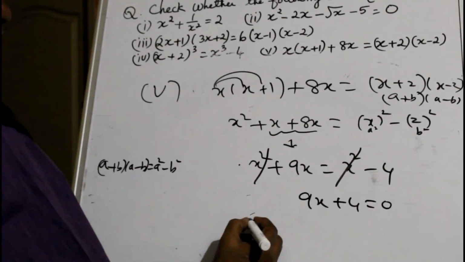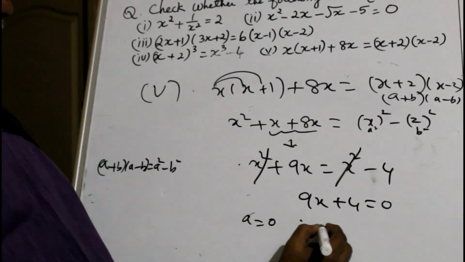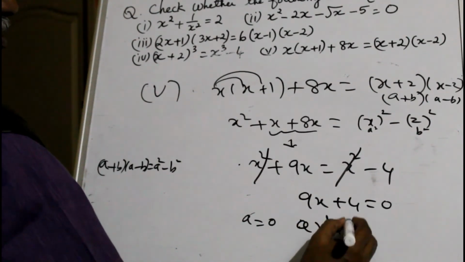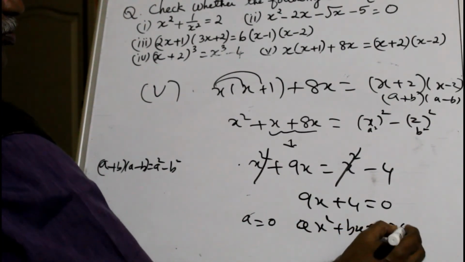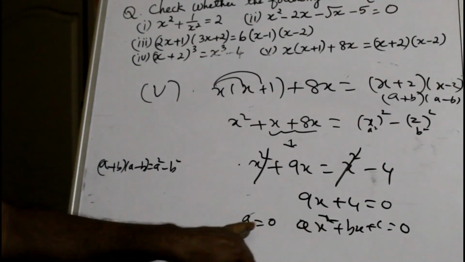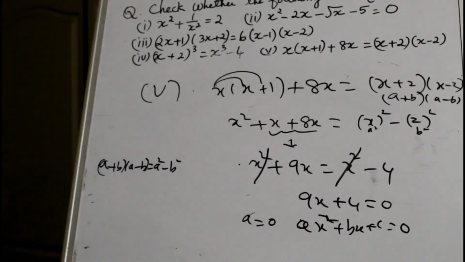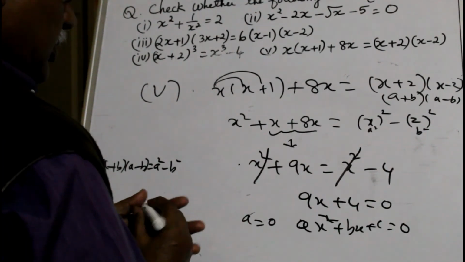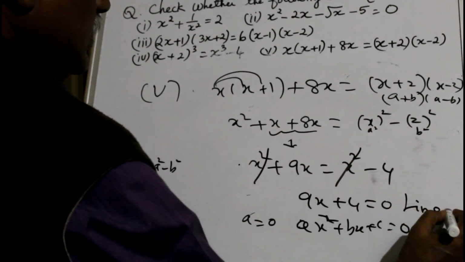This is not quadratic because a is equal to 0 in the equation ax square plus bx plus c equal to 0. So when you bring it to the standard form, the coefficient of x square becomes 0. Therefore, this is not a quadratic. Not a quadratic, it's called a linear equation.